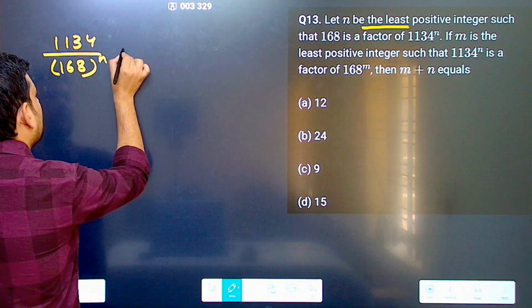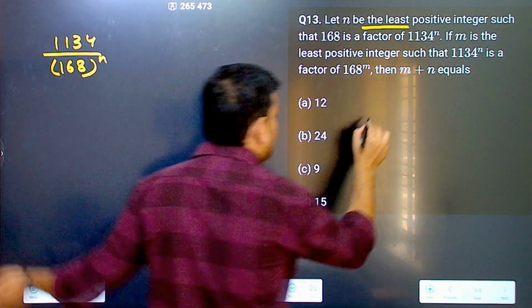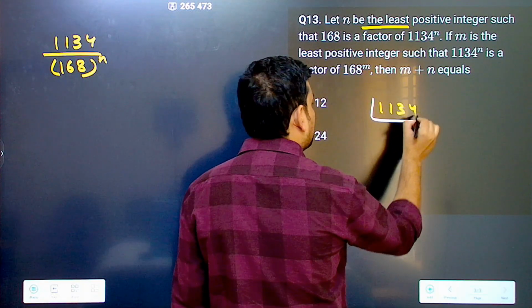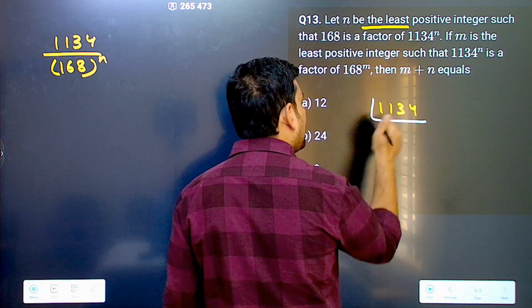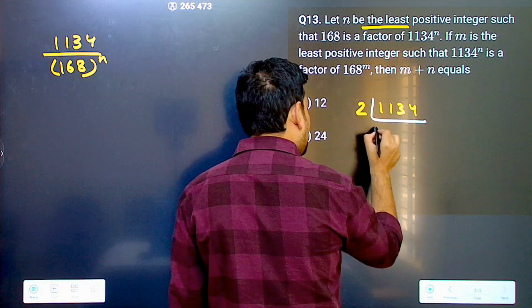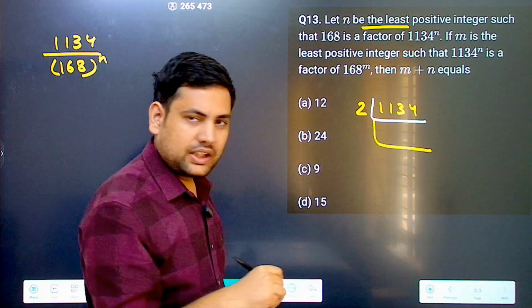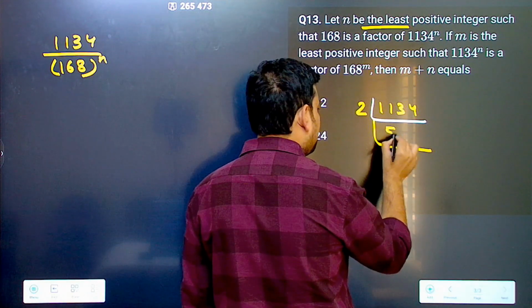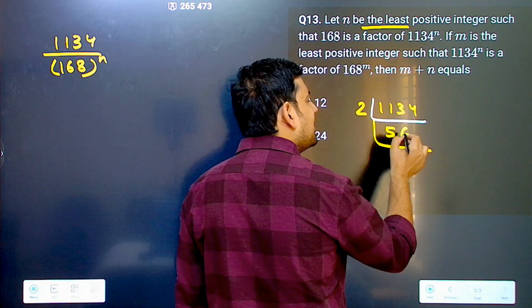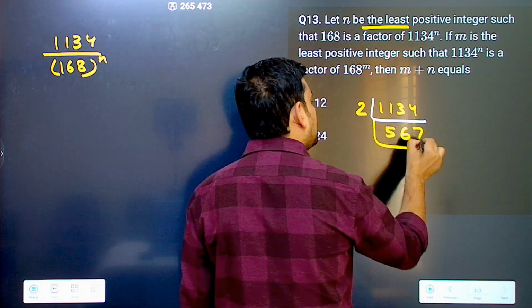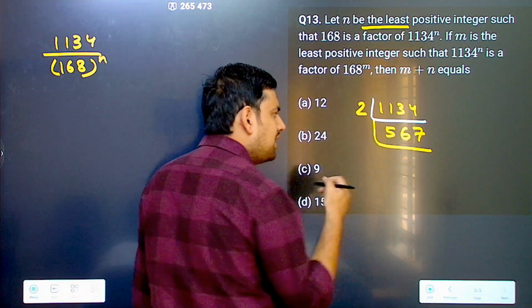Let's write the prime factorization. So I'm doing prime factorization here. 1134. What is this divisible by? See, of course I can divide it by 2. Correct? How many times this goes? 5 times. By 13 it goes 6 times, and then 1 remains with 14, it will go 7 times. Now 5, 6, 7. Correct?